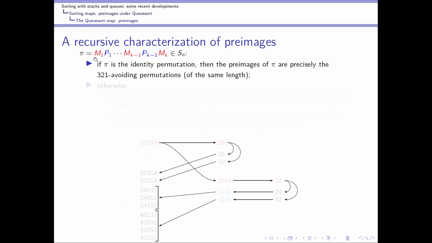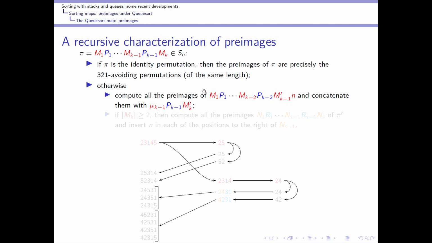So here is the algorithm. Take pi and consider its LTR max decomposition. If pi is the identity permutation, of course, the preimages of pi are 312-avoiding permutations. Otherwise, you have 2 types of preimages. Concerning the first type, you remove from pi the elements starting from mu k minus 1, the last element of the second to last sequence of left to right maxima, up to the end of the permutation, except for the very last element, which is n. Remove these elements, consider this permutation after rescaling, compute all the preimages of this permutation, and concatenate each of these preimages with this string here.